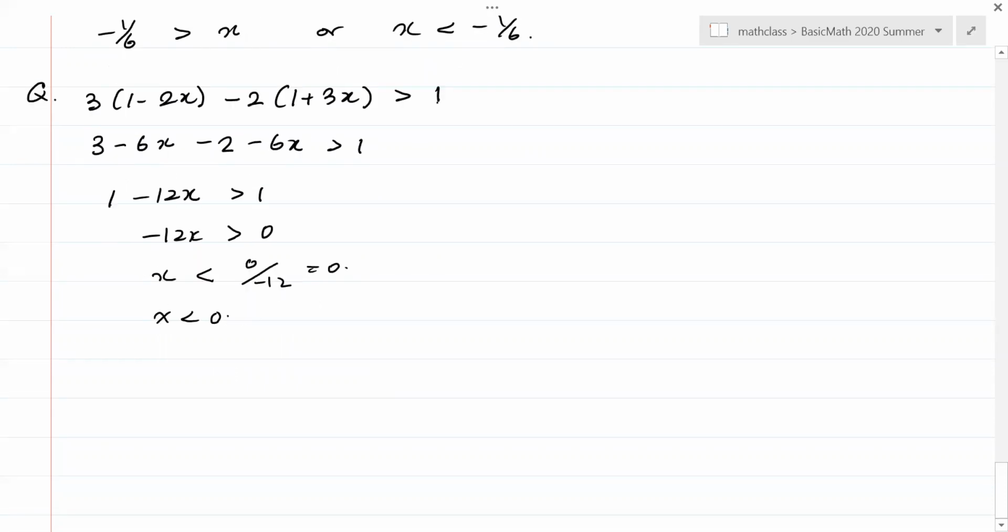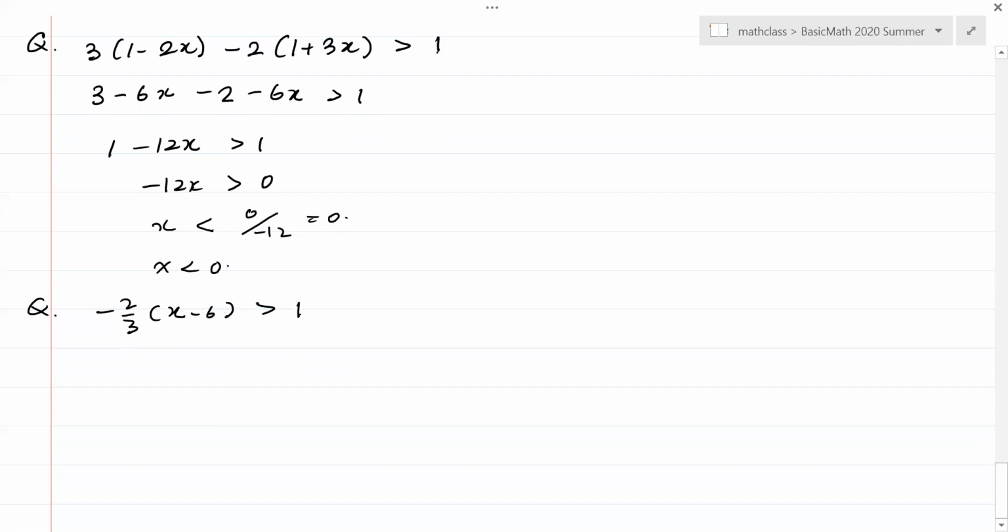All right, so let's try the next problem. Okay, we have negative 2 over 3 times (x minus 6) greater than 1. Yeah, just one term. Now, to solve this problem, do not multiply them out. Otherwise, you have to do more computations, because x minus 6 is just one piece. So what you should do is get rid of the negative 2 over 3 on the left-hand side. Okay? There are a couple of ways to do it. You can do one step, or you can do step by step.